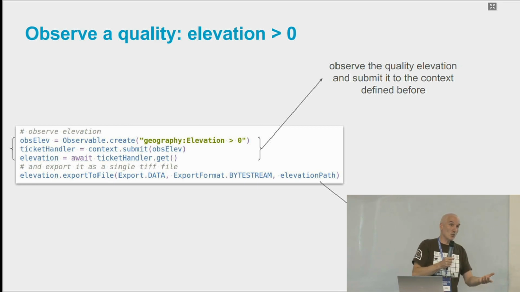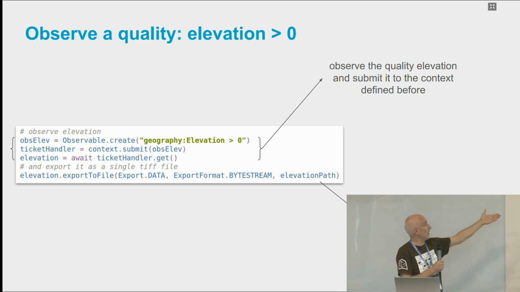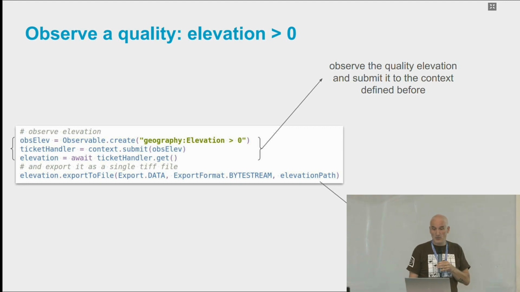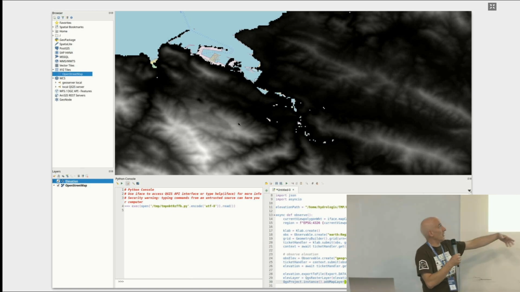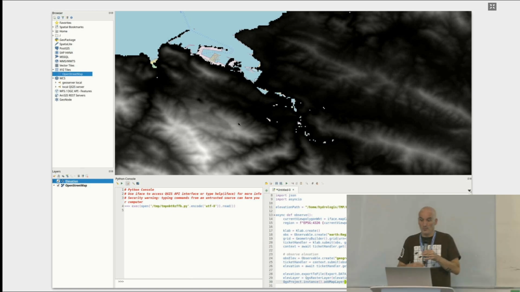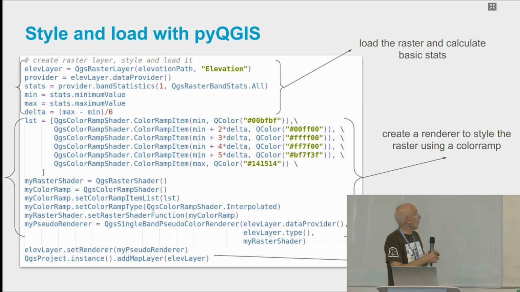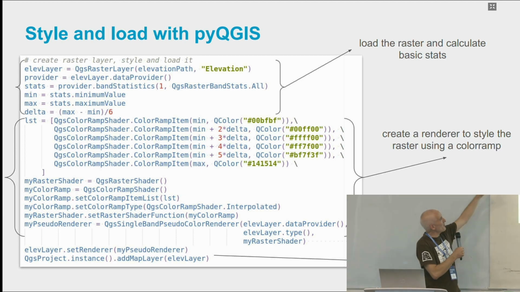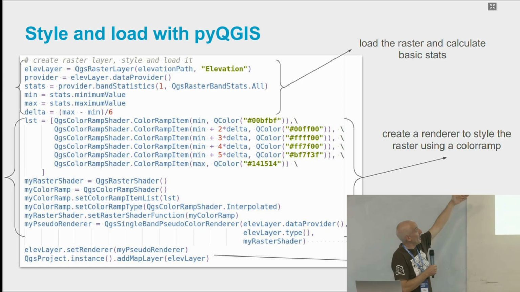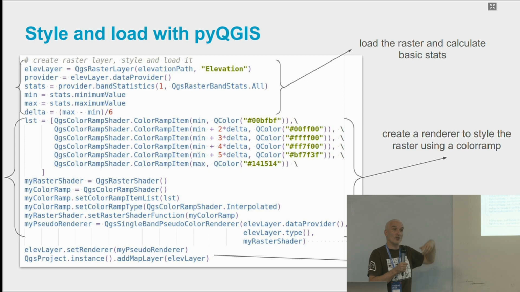You know that the elevation will be a raster, so you can export to file like this, and you can then just load it automatically as a QGIS raster layer into the map. I wanted to show also, some of you made the PyQGIS workshop, so you know somewhat, but we didn't see the raster part. So these are steps where you can just get out of the raster layer.